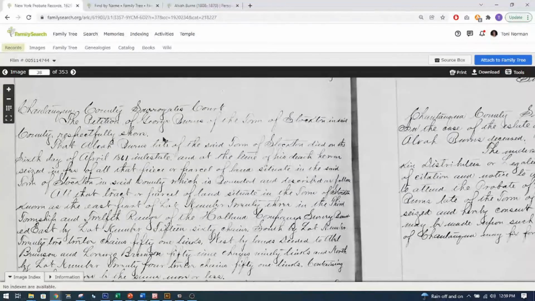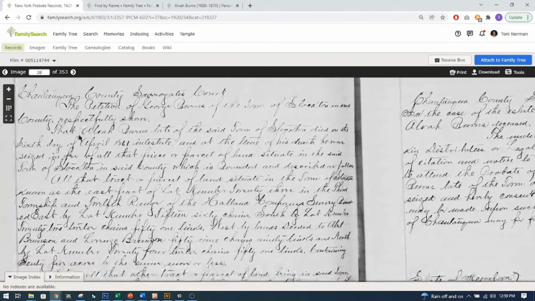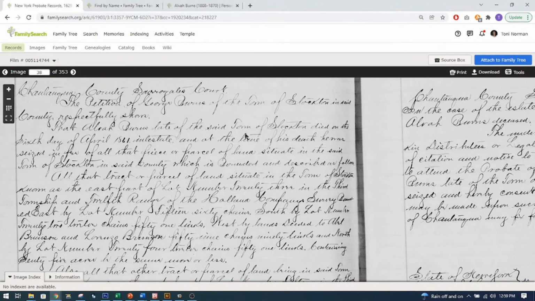So I found this petition of George Burns of the town of Stockton in said county respectfully shown. So in this county. Alva Burns, late of the said town of Stockton, died on the 6th day of April 1861. So they actually give you the death date, and it says intestate, which means he didn't have a will.